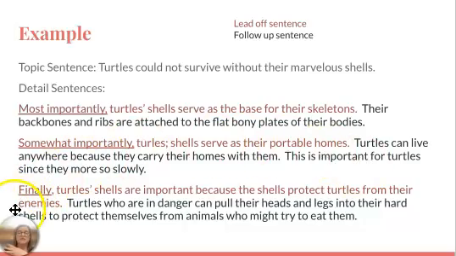And again, in this third detail, you have finally, which is the transition word, and then you give information about that third detail, and then the follow-up sentence is next, and it gives a little more information about that third detail. In this lesson, you're going to be looking at transition words, and you're going to be looking at lead-off sentences and follow-up sentences.